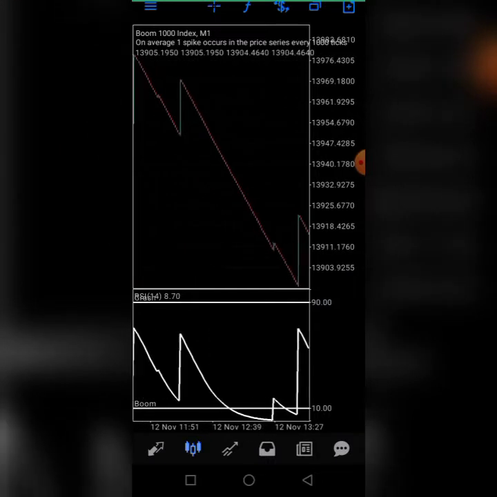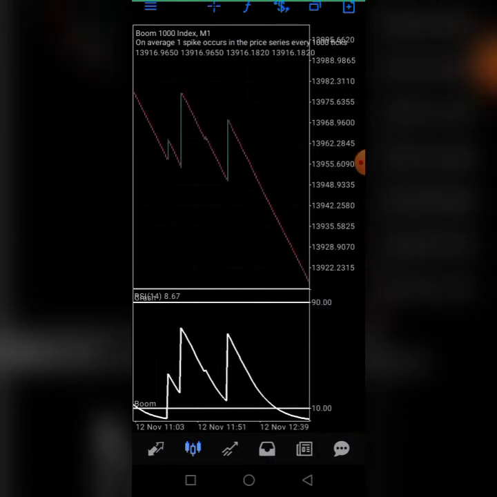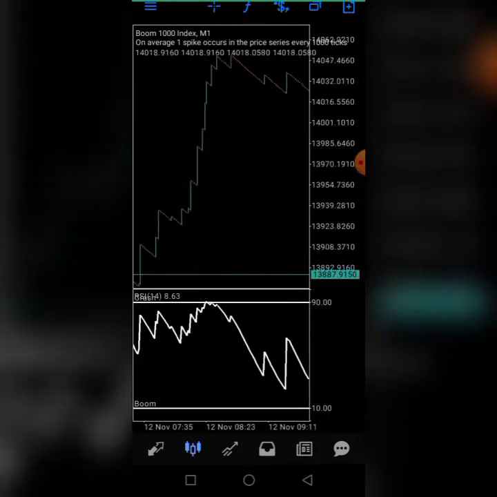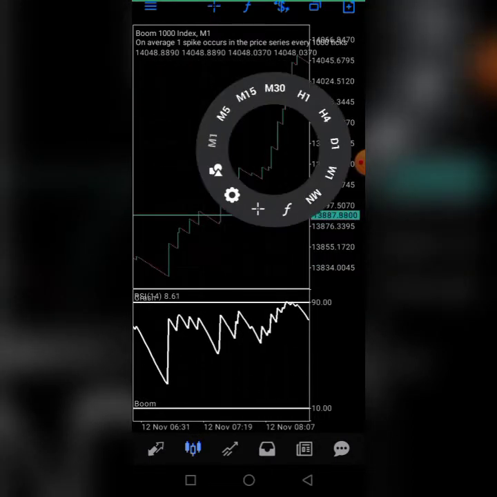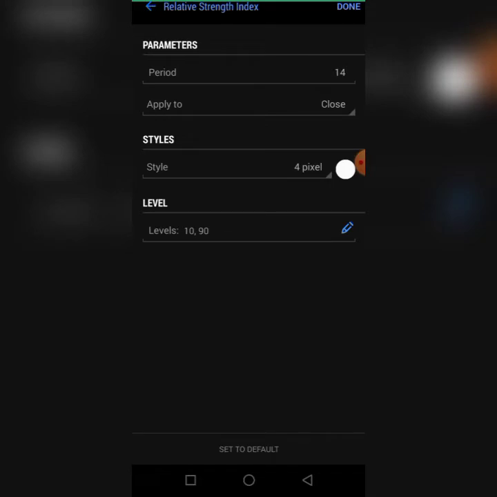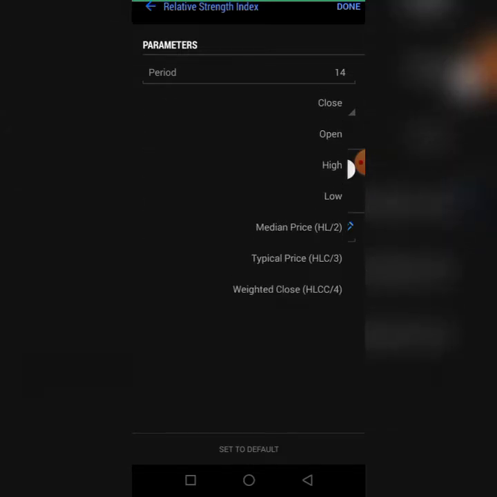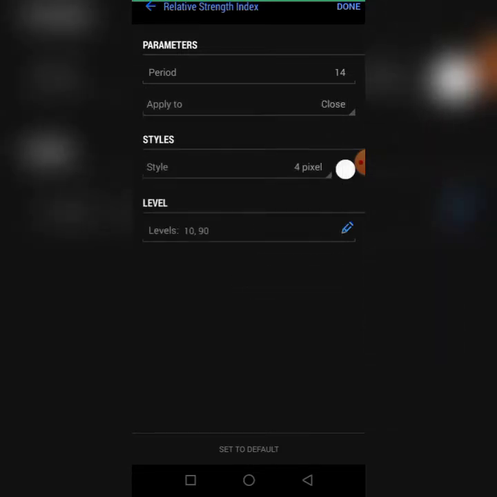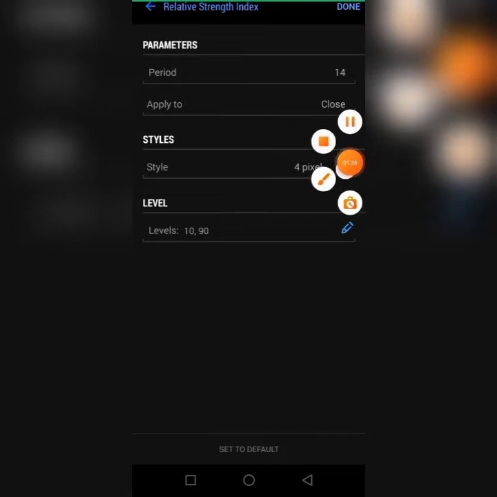For this strategy, you just need to be ready with your indicator. The indicator I'm going to use is RSI, relative strength index. This is how you set it up. You see my period, I leave it at 14. Apply to close, I like to leave it at close. And my style, I like to leave it at 4 so I can see what's going on.